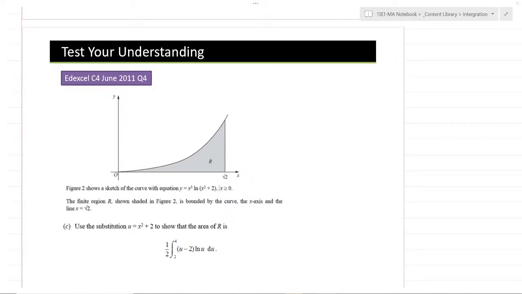Now, just to point out with this question, they're not actually asking you to integrate it, they're asking you to prove that it's equal to that, because you don't actually know how to do this integration just yet. We're going to be looking at that next. So, can you get to this stage here?